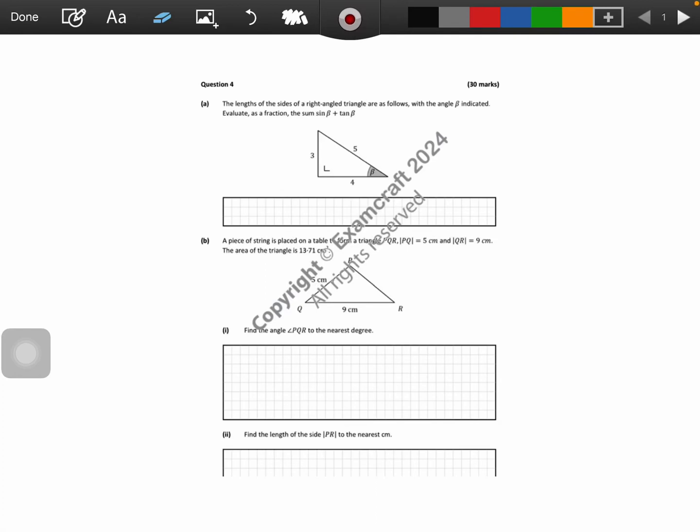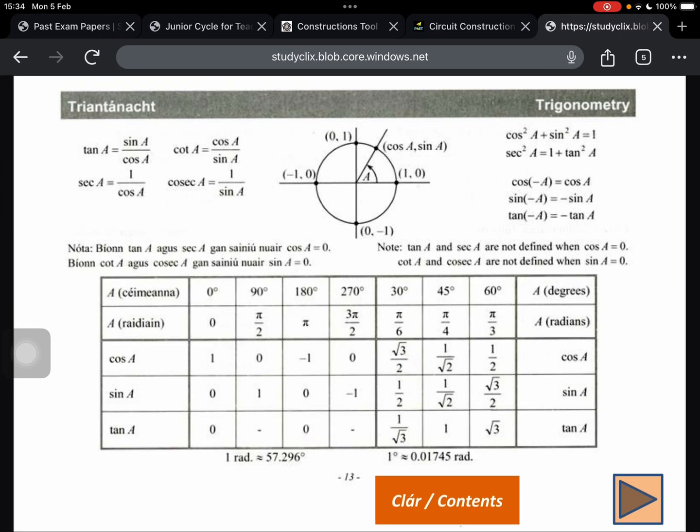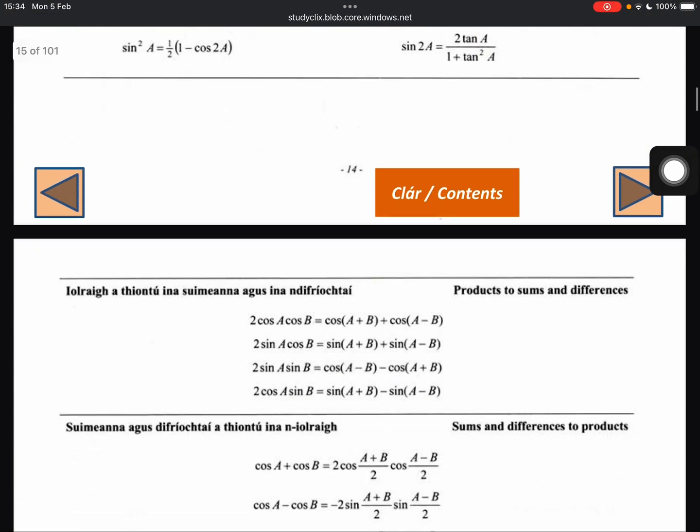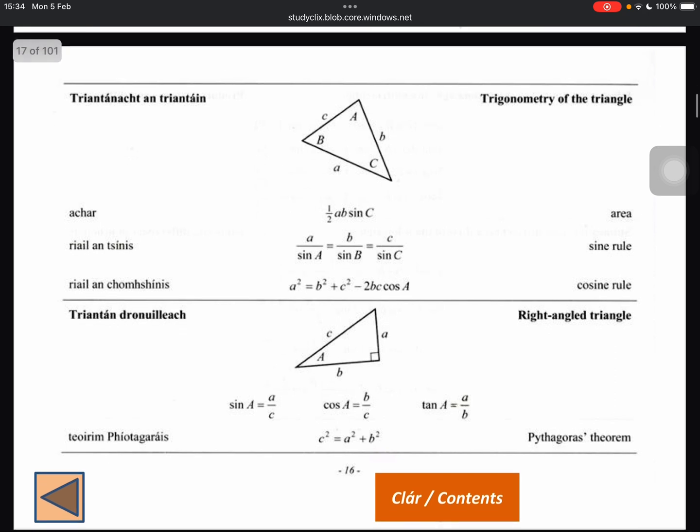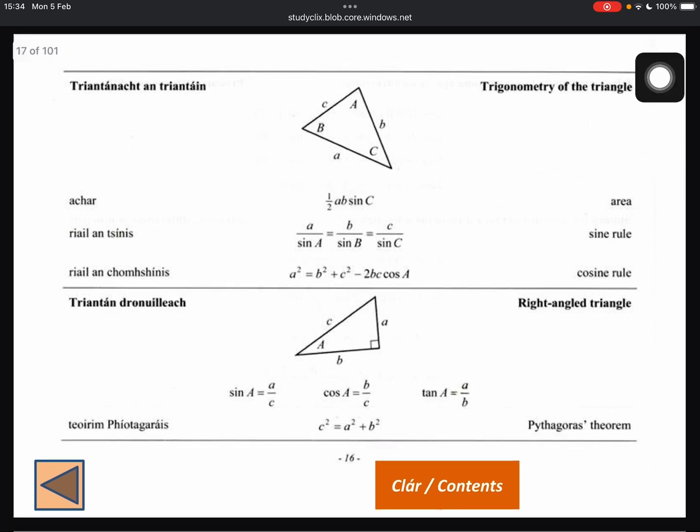So the 2024 mock question 4 from paper 2 is on trigonometry. As soon as we see triangles with angles in them, we're pretty much looking at trigonometry. If we go to the trigonometry section of our log tables, literally where it says trigonometry up here, the page that we look at most is this 4th page, trigonometry of the triangle. So that's what comes up most in ordinary level maths.